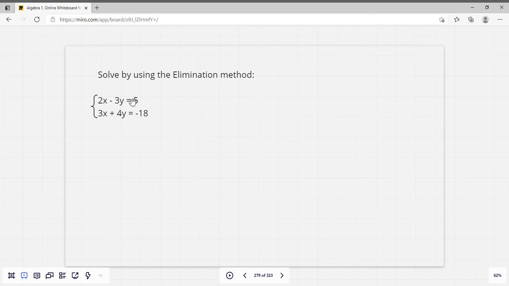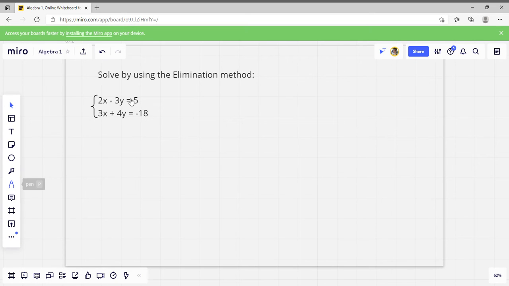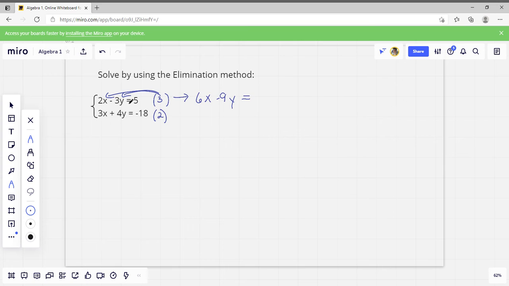Okay, solve using the elimination method. Alright, so this one, I'm going to go ahead and multiply the top times 3 and the bottom times 2. Alright, so 3 times 2 would be 6x. 3 times 3 would be 9. Y equals 3 times 5 would be 15.